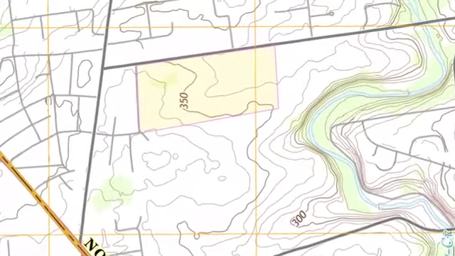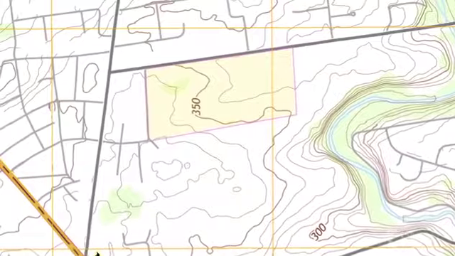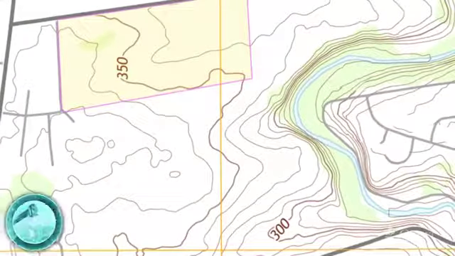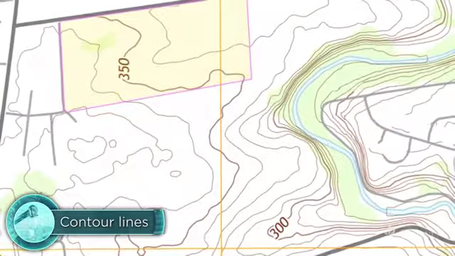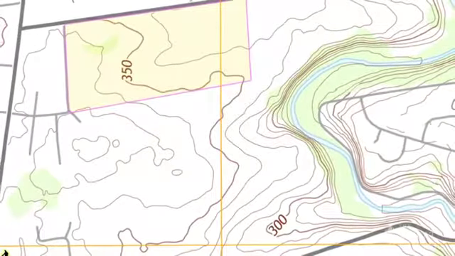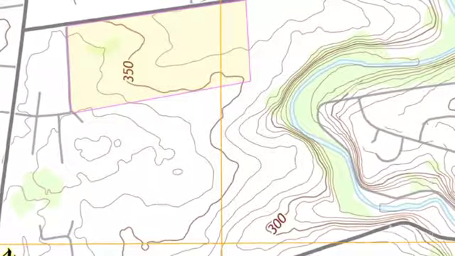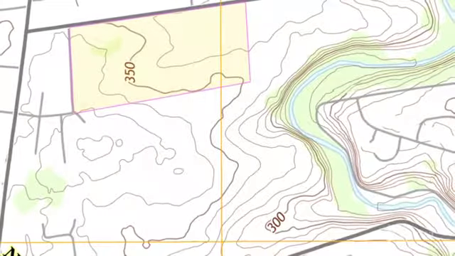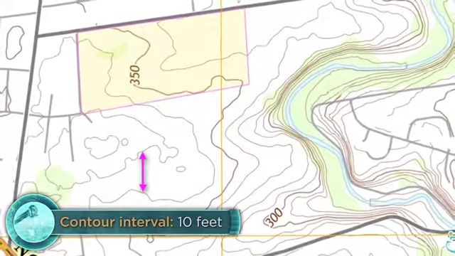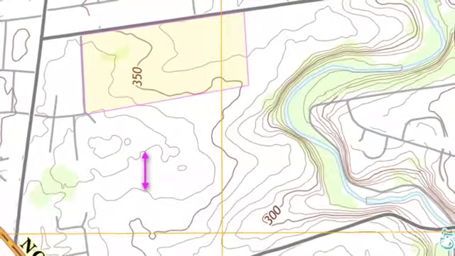And by the way, you can obtain these maps for any place in the United States from the U.S. Geologic Survey. Paper maps cost only a few bucks, and the digital versions can be downloaded for free from the USGS website. The brown lines on our topographic map are called contour lines. They're imaginary lines of constant elevation that allow us to visualize a piece of terrain as a three-dimensional entity. On this map, the specified vertical distance between the contour lines, which is called the contour interval, is 10 feet.